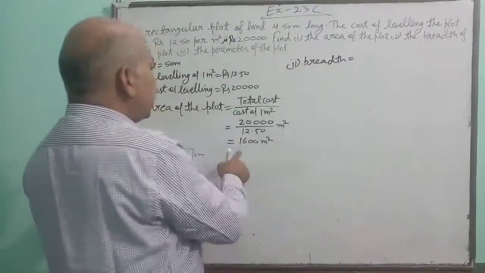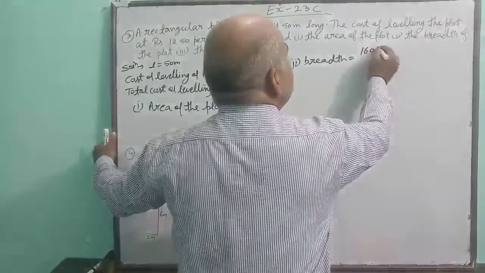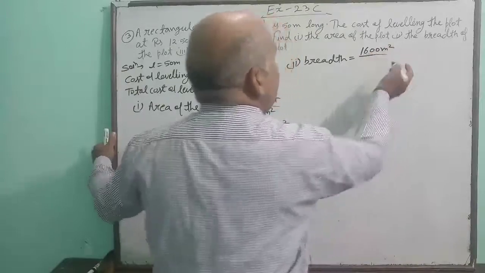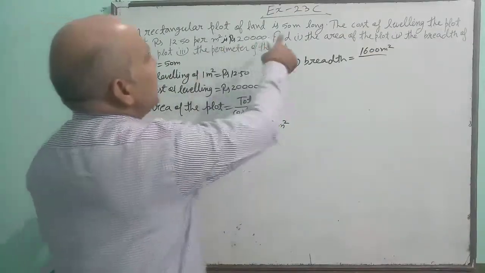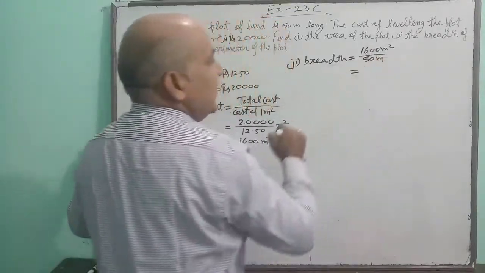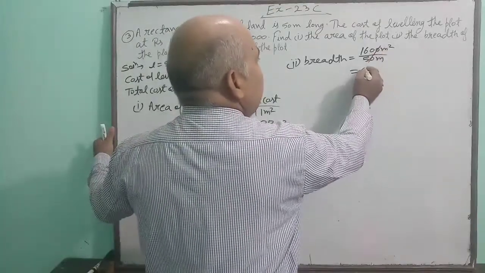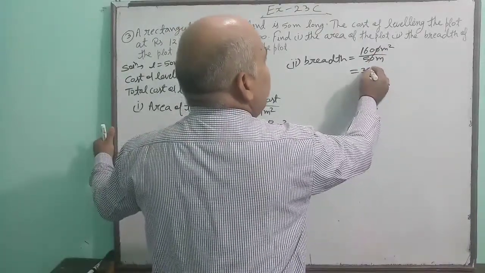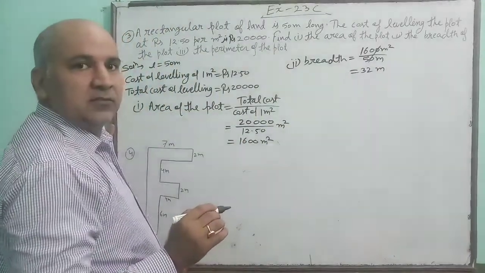We know that breadth is equal to area upon length. Area is given 1600 meter square, that we have found in the first part. And length has been given 50 meter. So by dividing 1600 by 50 we can get the answer. See here, 0 to 0 cancel. 5 into 3, 15, 5 to 10, 32 meter is the breadth.